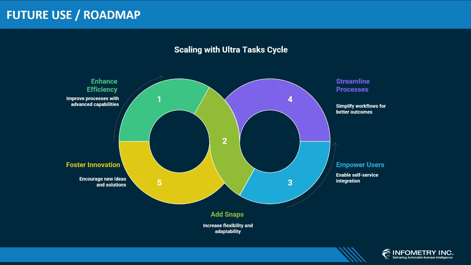Fourth, streamlining processes. Our goal is to simplify end-to-end workflows. This means reducing unnecessary steps, improving data quality, and ensuring smooth movement of information across all systems.